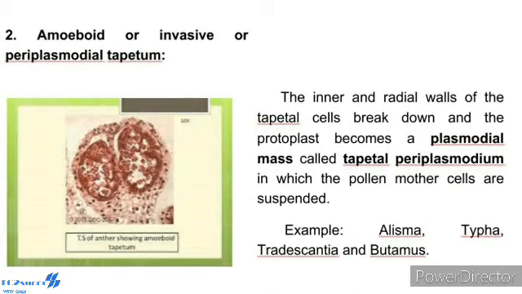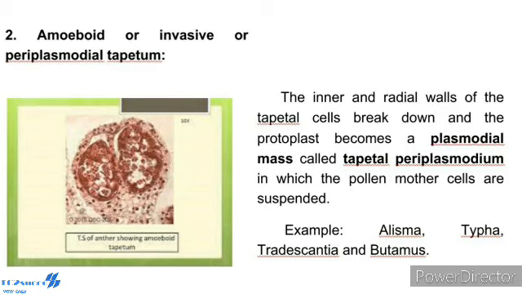Second one, amoeboid tapetum. It is also known as invasive or periplasmodial tapetum. In amoeboid tapetum, the inner and radial walls of the tapetal cells break down and the protoplast becomes a plasmodial mass called tapetal periplasmodium, in which the pollen mother cells are suspended. Amoeboid tapetum is found in the anthers of Alisma, Typha, Tradescantia, and Butomus.